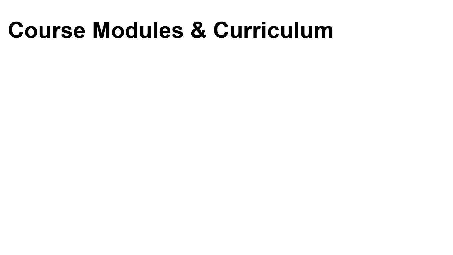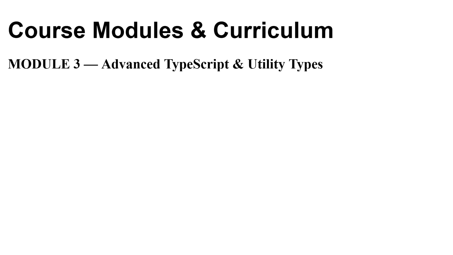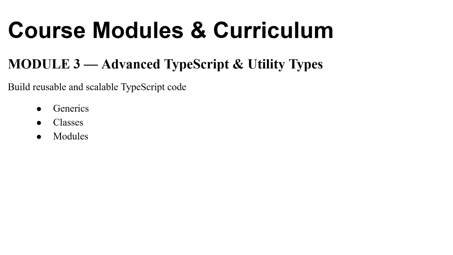Module 3. Advanced TypeScript utilities. Now that you have got the basics down, it is time to unlock TypeScript's true power in Module 3: building reusable, flexible, and scalable type structures. Here we cover generics, allowing you to write components and functions that work across multiple types without losing safety. We will explore object-oriented concepts with classes, modules, architecture, and TypeScript built-in utility types like Partial, Pick, Omit, and Readonly. This module will elevate your code from basic TypeScript to senior-level engineering.